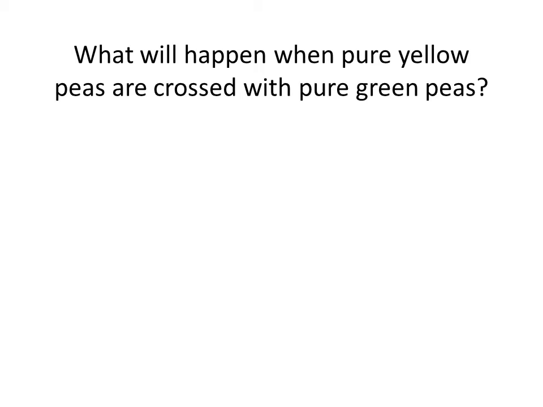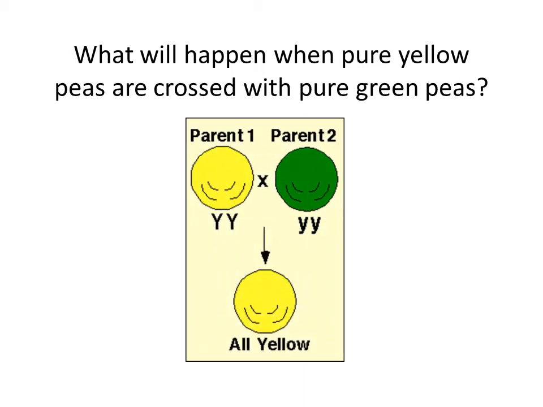Okay, so what will happen when pure yellow peas are crossed with pure green peas? When I say pure, I mean they are homozygous, having both alleles being the same. Well, let's look. So if you have parent 1 having big Y, homozygous means they are both capital letters, and parent 2 being little y, you can see both alleles being lowercase letters, all of the offspring are going to be yellow. And that is because, as we reviewed in the slide before, big Y is dominant over little y, and thus, just with that one copy of big Y from parent 1, the offspring will be yellow.